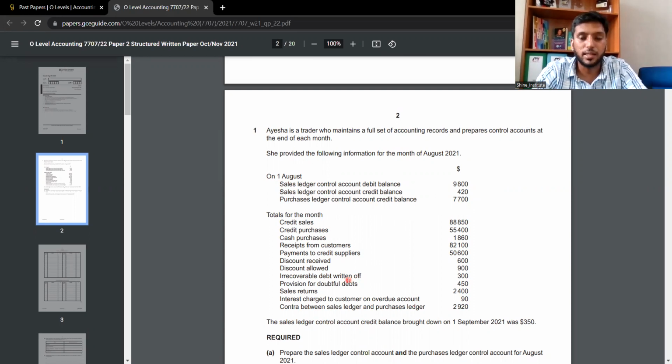Why am I reading the entire thing? If you're doing an accounting paper, you just need to read the entire question. Maybe 1 or 2 minutes you need to spend on reading. Then when you're doing the sum, it will be much easier for you to score better on your exam papers.